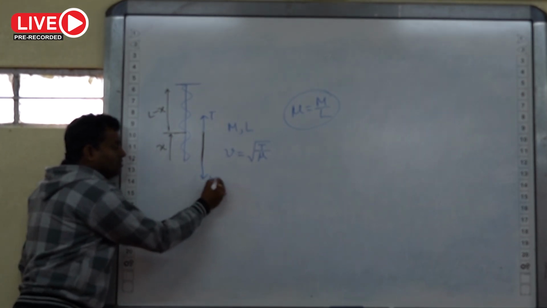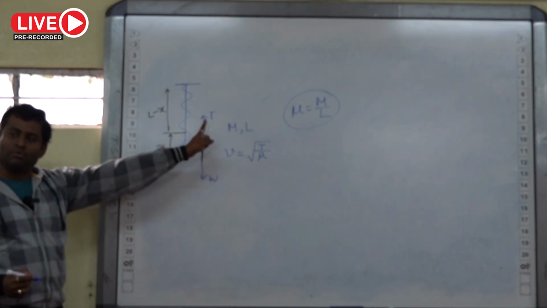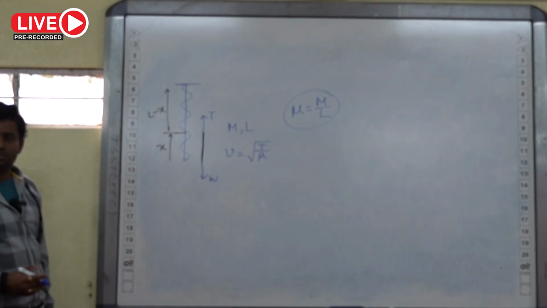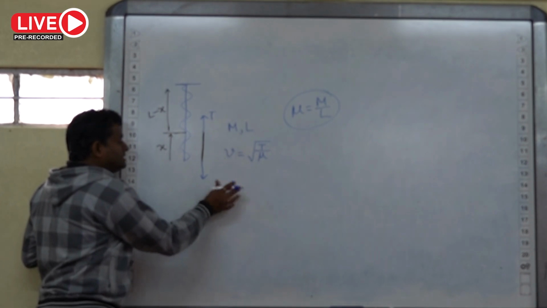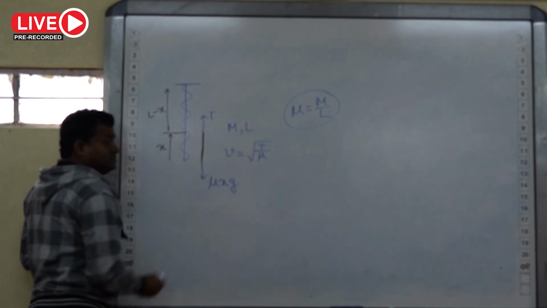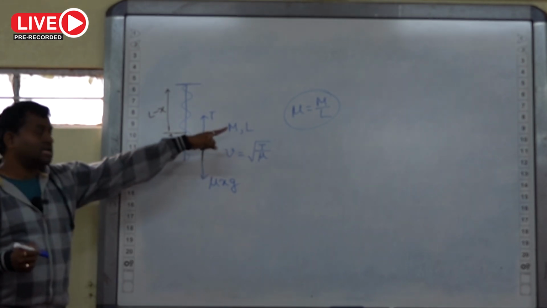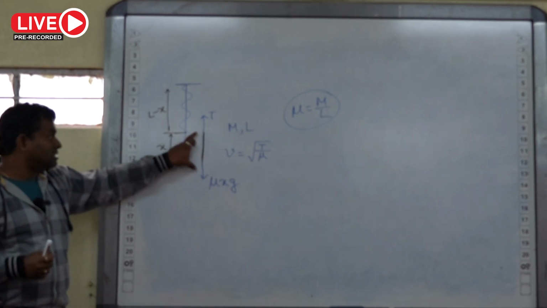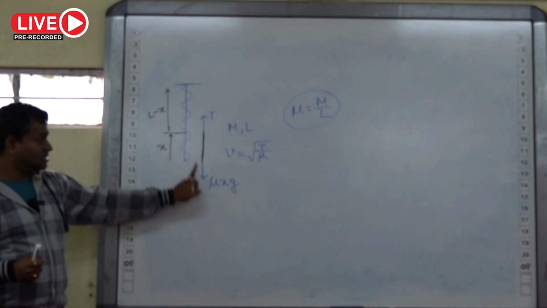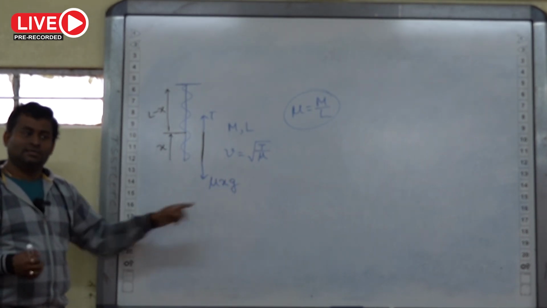Gravity pulls it down and this part exerts a force upward. So what is gravity's force? Gravity's force is mass per unit length mu into x into g. This length is x, and mass per unit length is mu. So what is the mass of this length? Mu x into g will give us the weight.